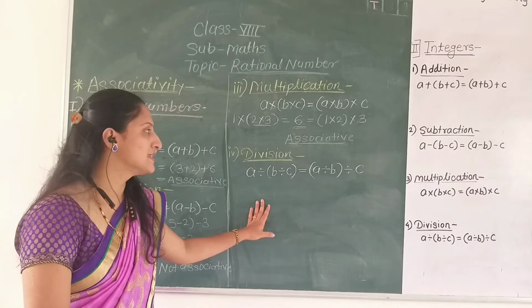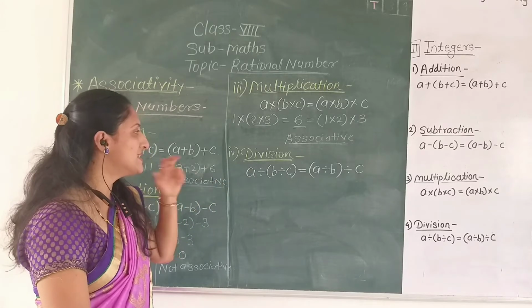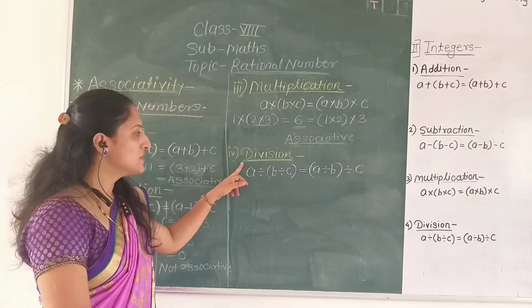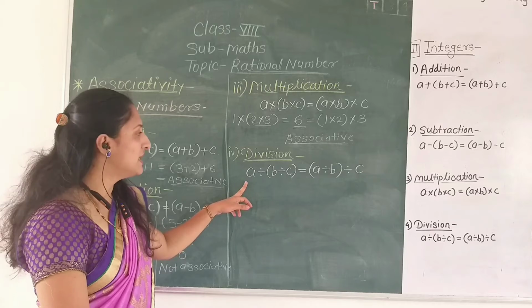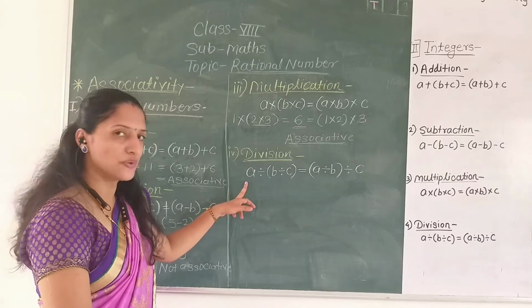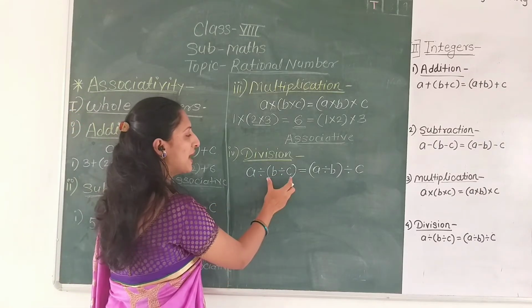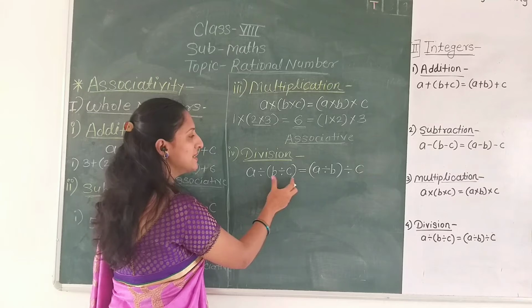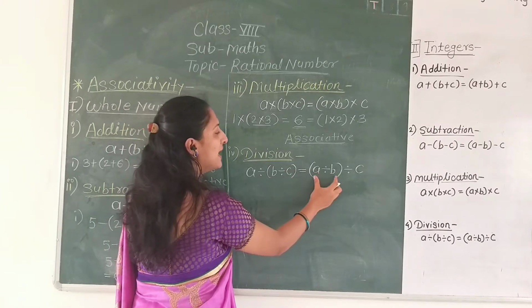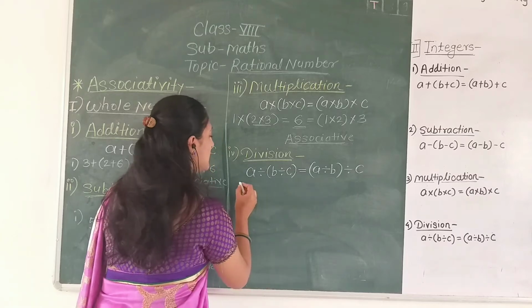You get this? Okay. Now the last operation is division. Let us check if division is associative for whole numbers or not. We have to check whether A divided by (B divided by C) is equal to (A divided by B) divided by C. So let us check here.